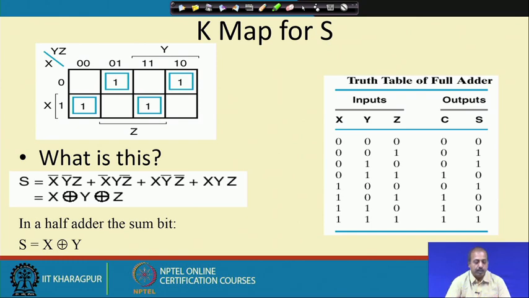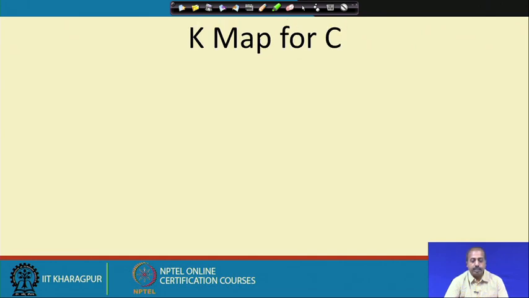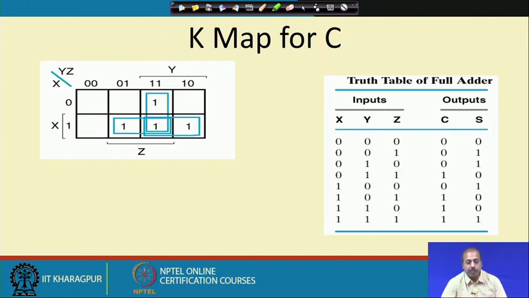So, that means, if I use this half adder, we can make a full adder out of that. How? We will see that later. But this K map, Karnaugh map, for the carry output is like this. So, carry output is 1 whenever y and z equal 1, or x z equal 1, or x y equal 1, or x y z equal 1.